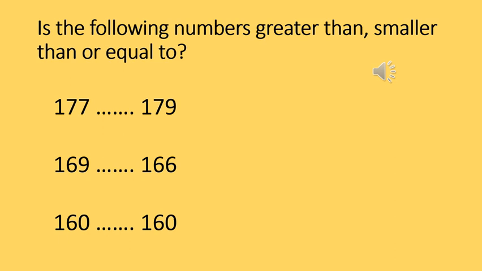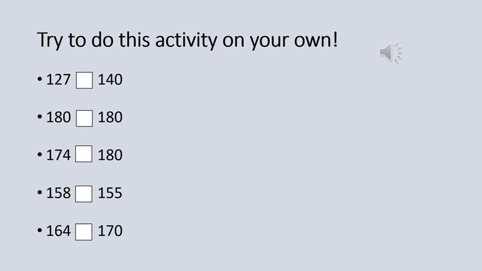Look at the following numbers. You need to decide which numbers are greater than, smaller than, or equal to. I will give you 2 minutes to complete this all on your own. You can tell your mom or your dad how you got to your answer. Let's see how well you can remember. Try to do this activity on your own by writing down which numbers are smaller than, greater than, or equal to. If you're struggling on how to write these sentences, go back to the slides to look at the spelling.